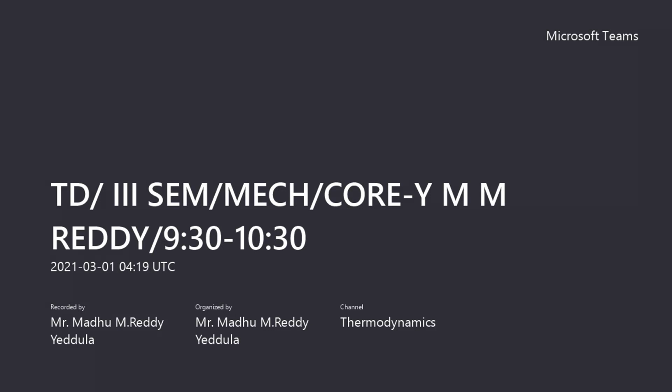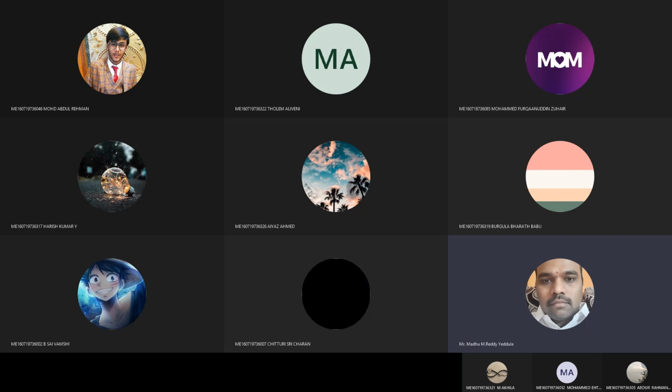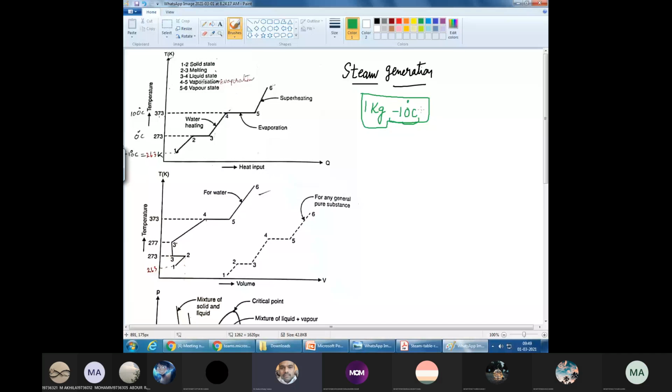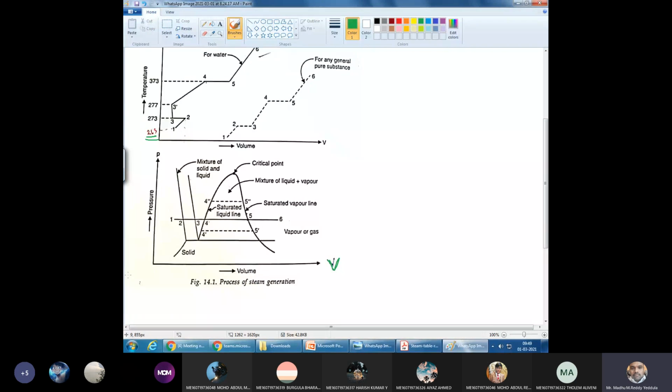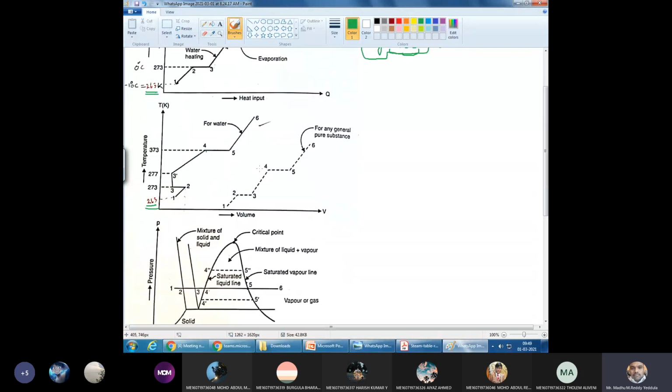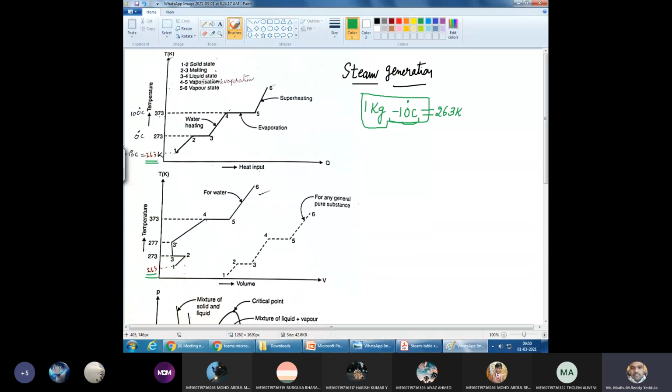Sorry, ice at 1 kg and minus 10 degrees centigrade. The absolute unit for the temperature is Kelvin. So therefore, minus 10 degrees centigrade is equivalent to 263 Kelvin. You can see the 263 at state 1, the initial point in all the diagrams. State 1 corresponds to 263 Kelvin or minus 10 degrees centigrade.